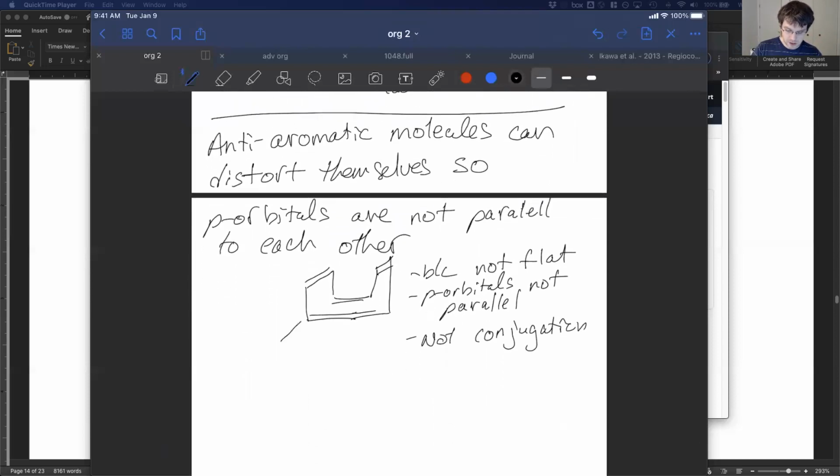Now, what's the result here? Is it aromatic? Well, we know it's not aromatic because it doesn't follow the 4n plus 2 rule. But then, is it anti-aromatic? Anti-aromatic meaning highly unstable? I mean, the 4n rule is satisfied, but we're not flat. If we're not flat, we're not conjugated. If we're not conjugated, we can't be aromatic or anti-aromatic. So that's not the case.